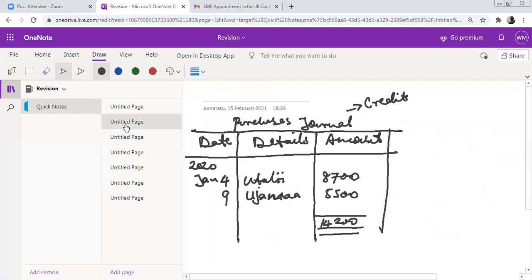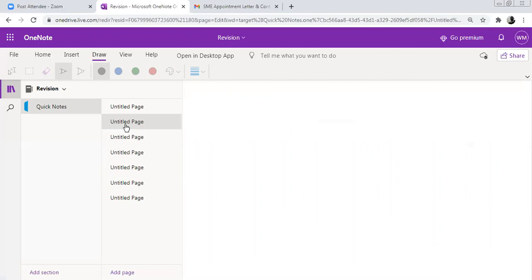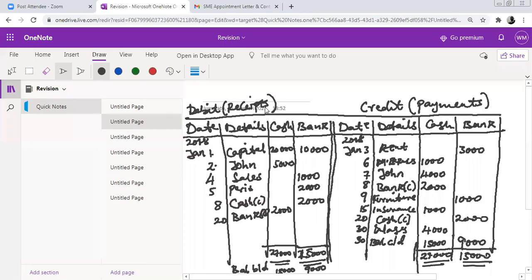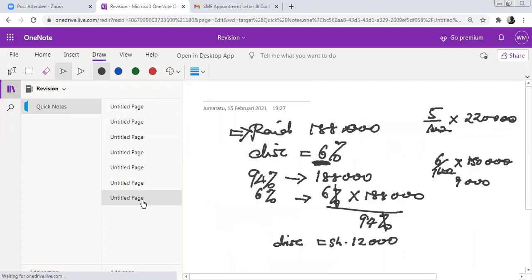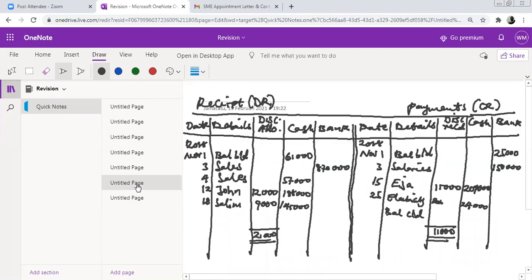The 2-column cash book, as we have it here, is actually the date details cash bank, date details cash bank. So when you are told to prepare the 2-column cash book, you will not be given any information to do with the discounts. But when you are given information to prepare the 3-column cash book, then you must have some information talking about the discounts. That is the difference.